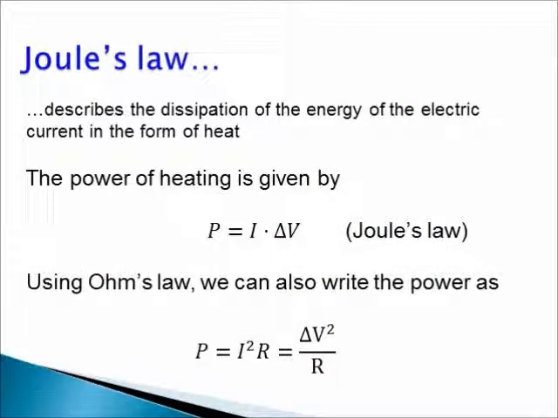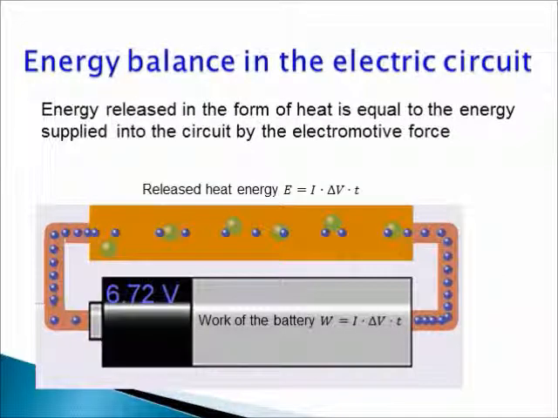The power with which the energy of the electric current is dissipated in the form of heat is described by Joule's law. Joule's law states that the power of heating P is given by the product of I and delta V. Using Ohm's law, we can also write the heating power as I squared times R or delta V squared divided by R.